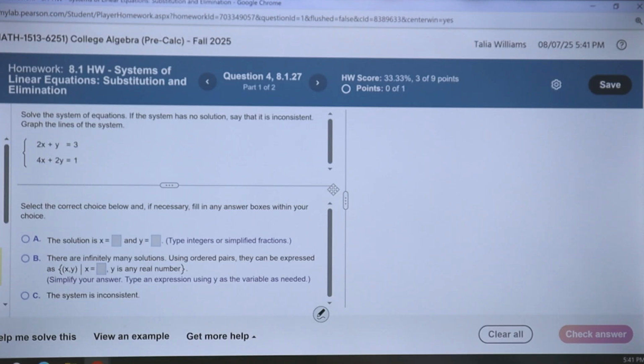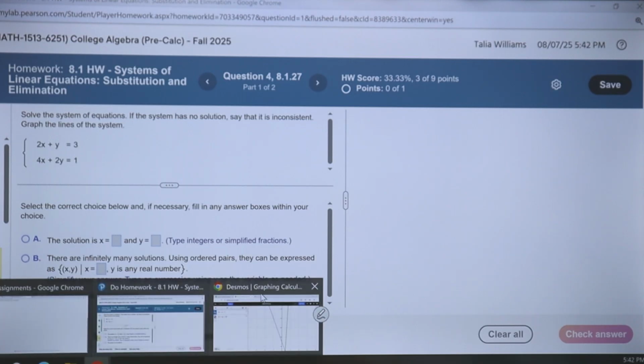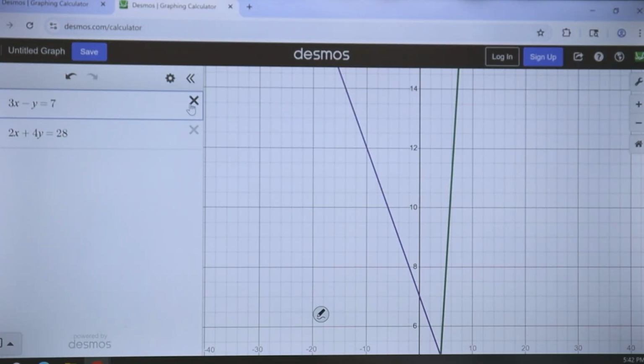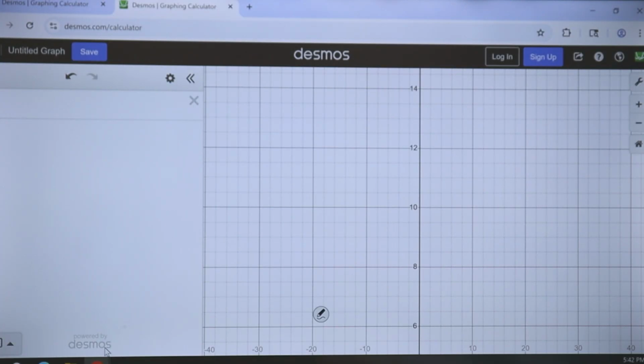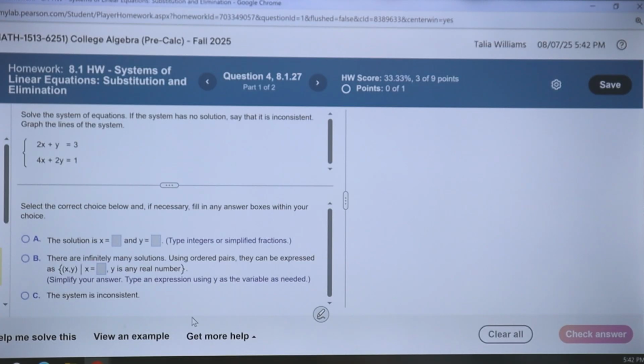Looking at this one, I noticed that all of my signs are the same. I see that 2x and 4x, that's just being multiplied by 2. Y and 2y, that's being multiplied by 2. The 3 and 1 are not, though. In my head, I want to say this is just inconsistent right off, but we can go ahead and check this. Remember, inconsistent is where they never touch or cross because they are parallel.